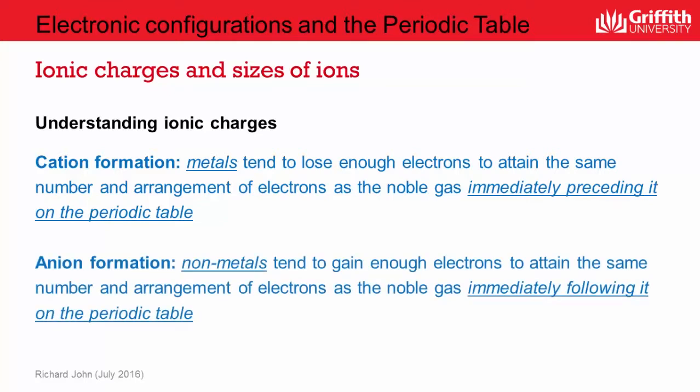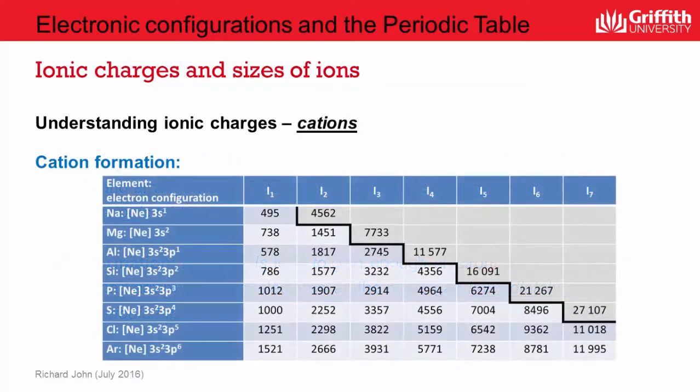We further learnt that anions, which are negatively charged ions, are formed from nonmetals which tend to gain enough electrons to attain the same number and arrangement of electrons as the noble gas immediately following it on the periodic table.